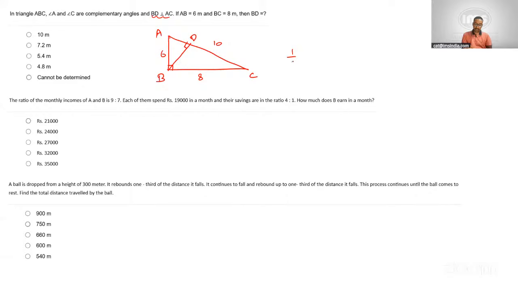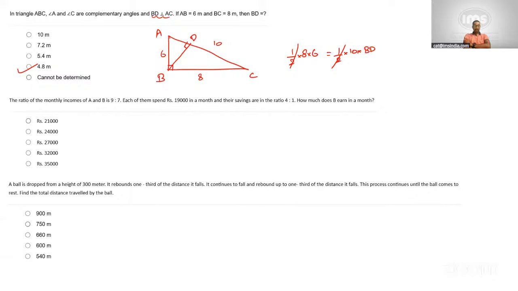Great. I know that the area of the triangle is half into 8 into 6 with the normal triangle. But if I take it with the hypotenuse, it is also half into 10 into BD. Okay, problem solved. Cancel the halves. 8 into 6, 48 divided by 10. 4.8 is BD. Problem solved actually.